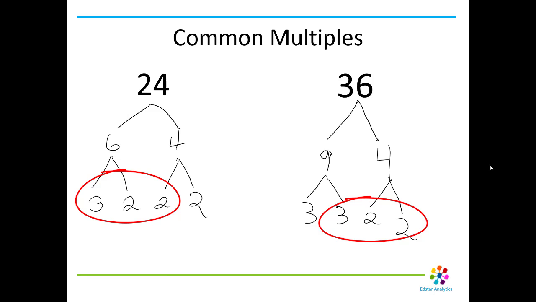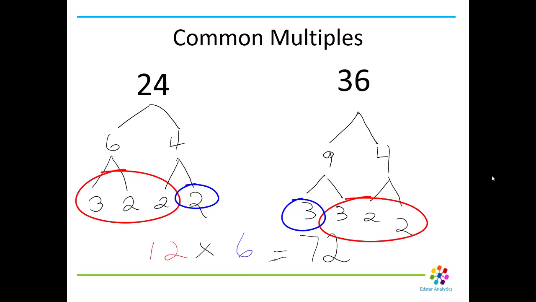But to get their least common multiple, we need only one of the things that they have in common. So 2 times 3 times 3, and then we need whatever's left over to come into this number. So 2 times 2 times 3 times 2 times 3. That is 12 times 6, which is 72. So the least common multiple of these numbers is 72.